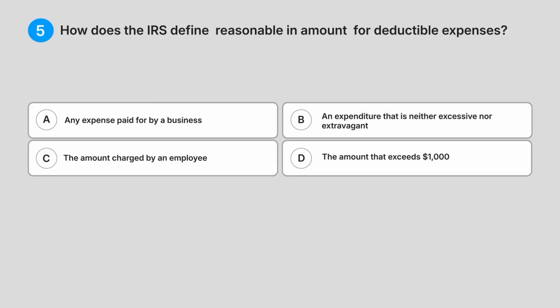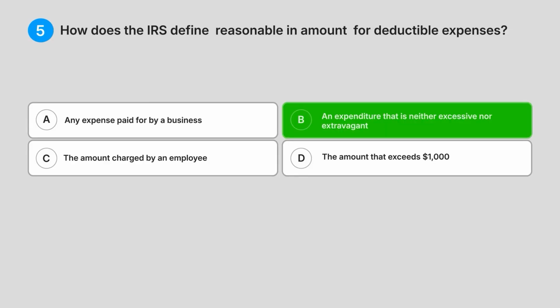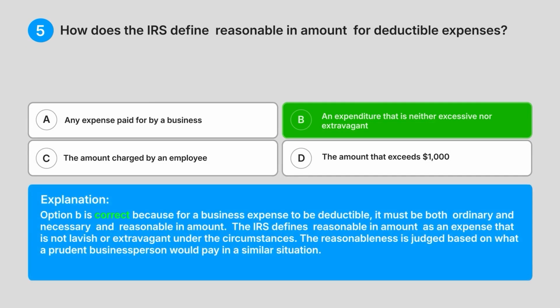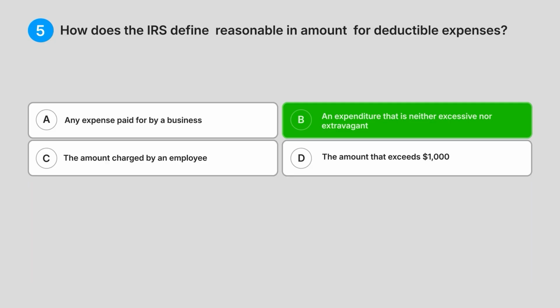Correct answer, B. An expenditure that is neither excessive nor extravagant. Explanation. Option B is correct because for a business expense to be deductible, it must be both ordinary and necessary and reasonable in amount. The IRS defines reasonable in amount as an expense that is not lavish or extravagant under the circumstances. The reasonableness is judged based on what a prudent business person would pay in a similar situation.